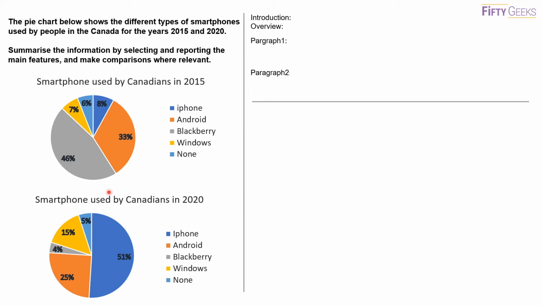In the first pie chart, I can see that BlackBerry phone users were 46% in 2015 and Android phone users were 33%. I will write, in 2015, BlackBerry phone users were 46% and in the same year, Android phone users were 33%. Then I can see that in 2020, BlackBerry phone users decreased from 46% to 4% and Android phone users decreased from 33% to 25%.